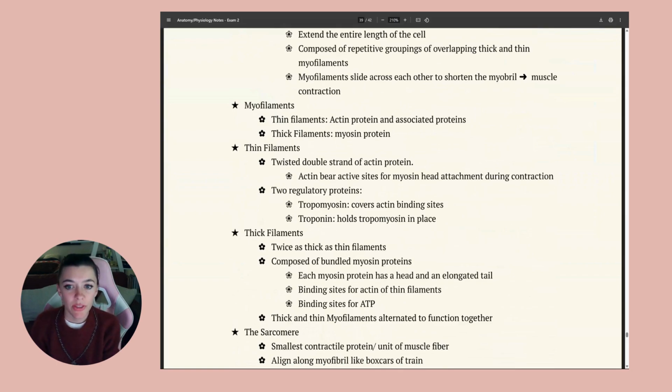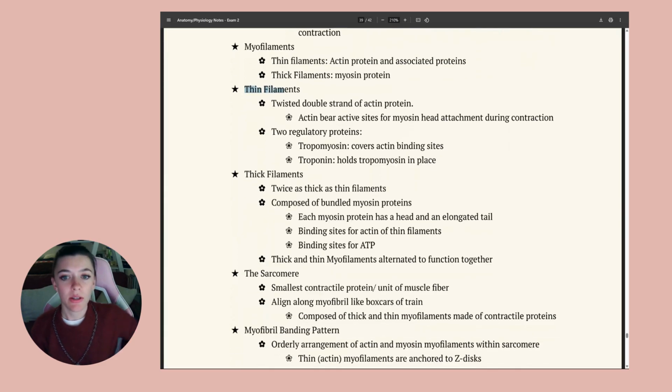Myofilaments are composed of thick and thin filaments. Thin is from actin protein and associated proteins. Now you can remember actin, thin. Thin filaments are made of actin protein. And then thick filaments are myosin protein. So remember that. Now let's take a look at your thin filaments.